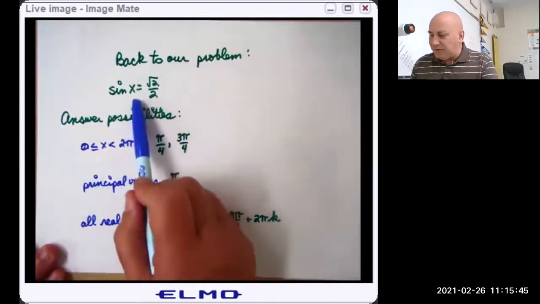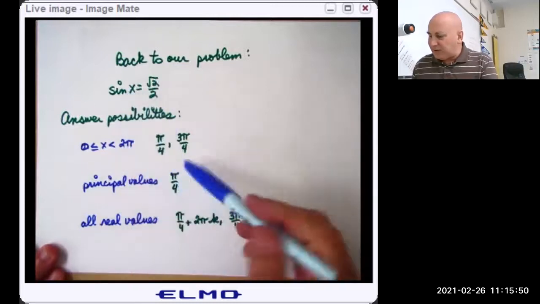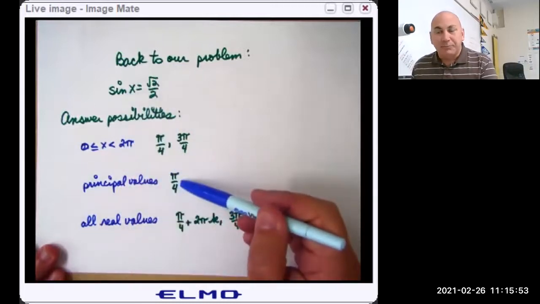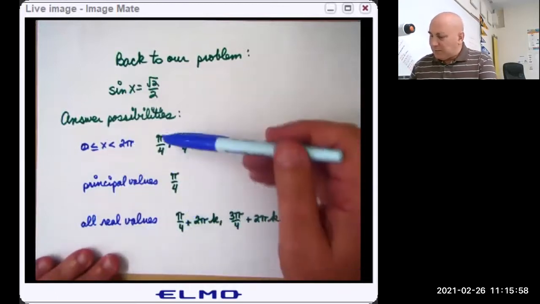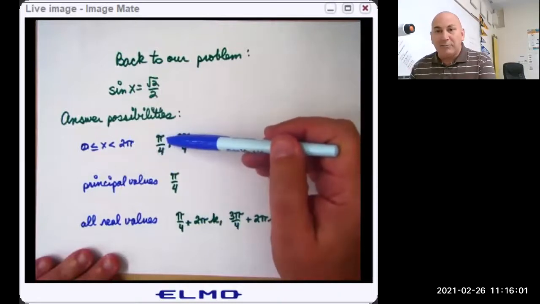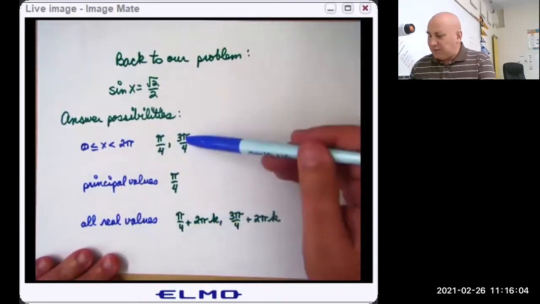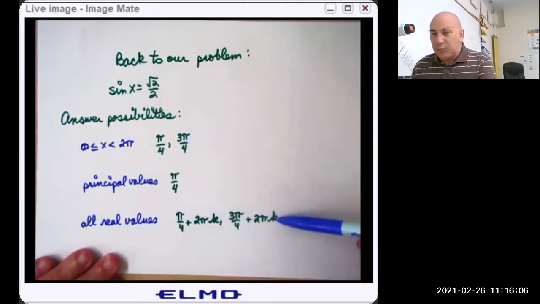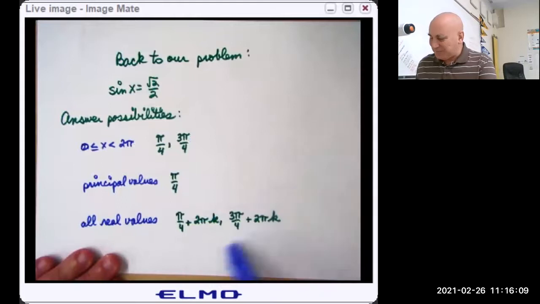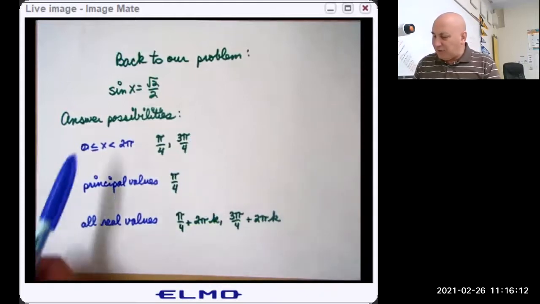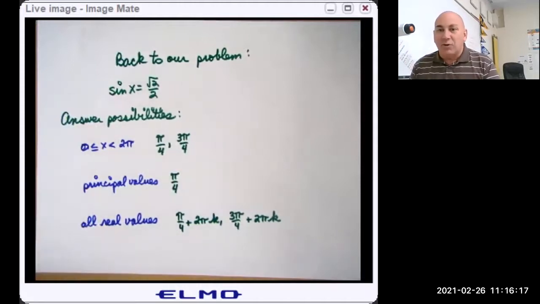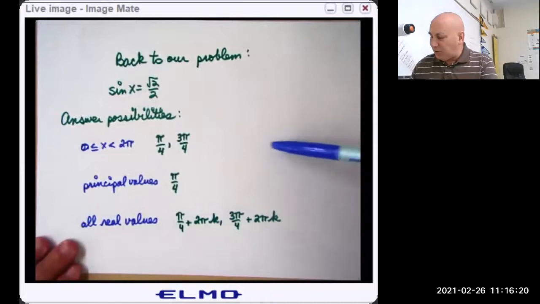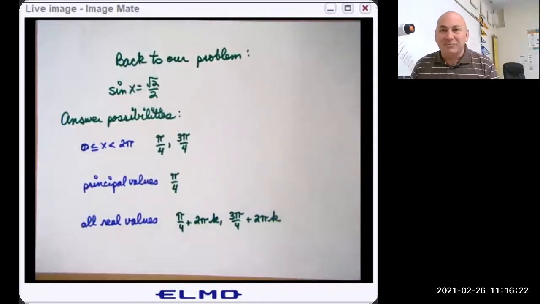If I asked you to solve this just for the principal values, well, we'd take the arc sine of this and we'd get just pi over 4. Now, if I wanted all real values, well, it would be pi over 4 and every 2 pi before and after that, and 3 pi over 4 and every 2 pi before and after that. So here are the 3 ways I could write a solution to this equation. And of course, there are 3 other ways. I could put all of these into degrees.